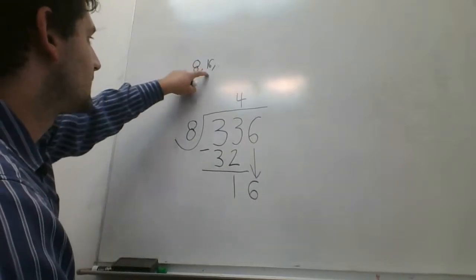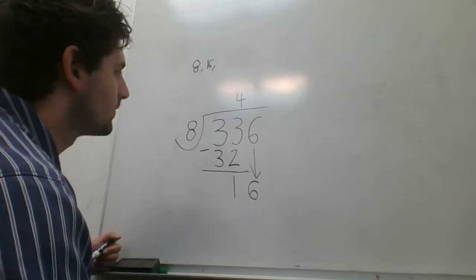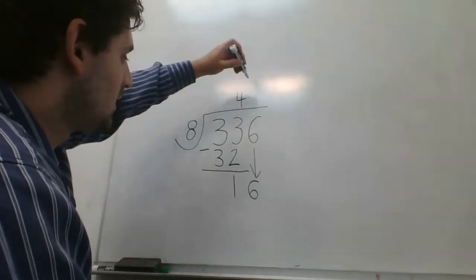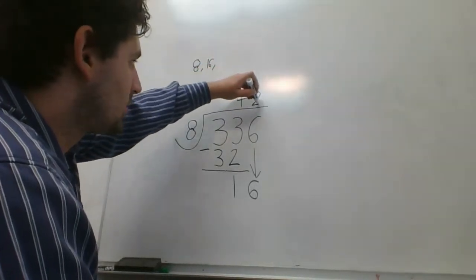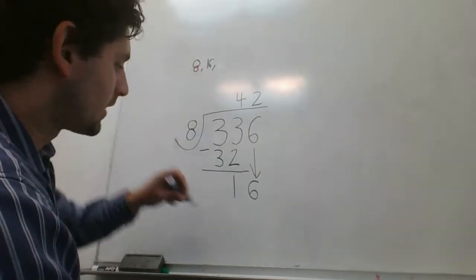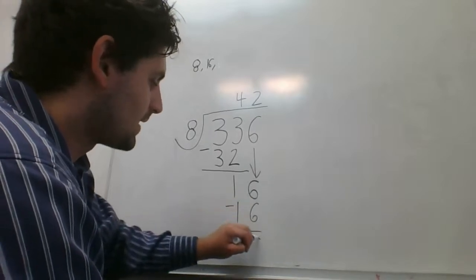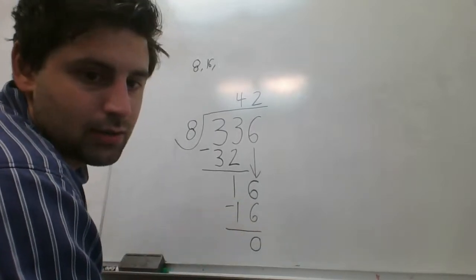Counting by 8 is 8, 16. I can count by 8 twice to get to 16. There's 2 groups of 8 within the number 16. So 16 divided by 8 equals 2. I landed right on the number 16, so there is no remainder. 16 minus 16 equals 0.